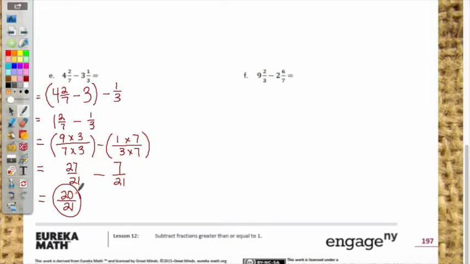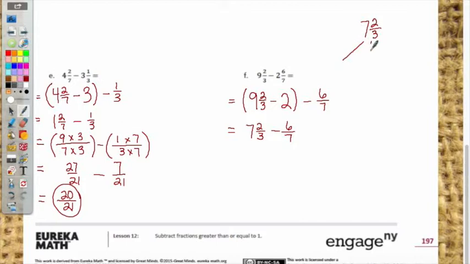F, we're almost done. Remember, I want to subtract my whole numbers first. So 9 and 2/3 minus 2, and I move 6/7 to the outside. Okay, 9 minus 2 is 7, 2/3 minus 6/7. Okay, 7 2/3, I can't subtract because 6/7 is larger than 2/3. So I'm going to decompose this mixed number. 7 2/3, going to borrow 1 from the 7. So that leaves me 6.